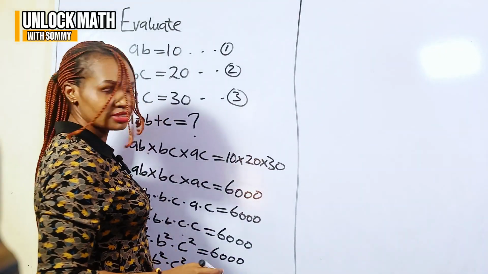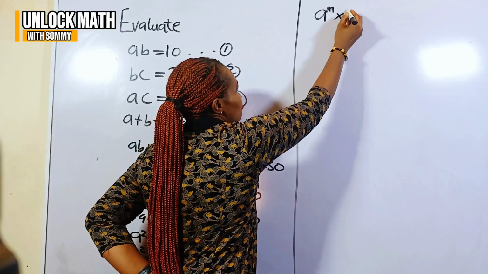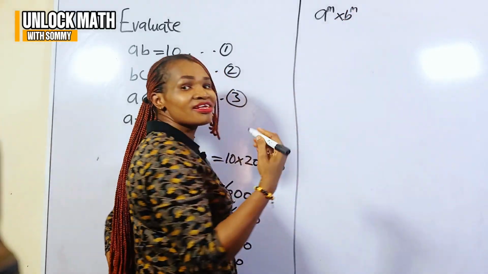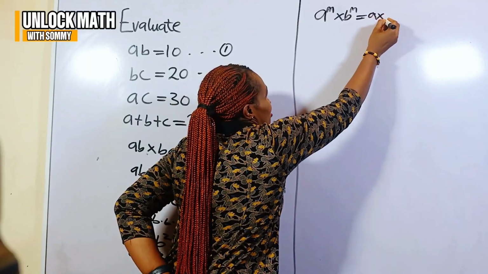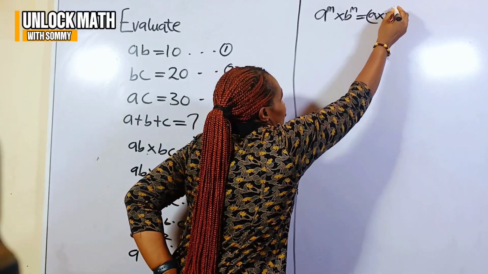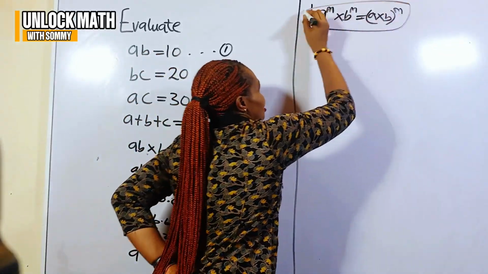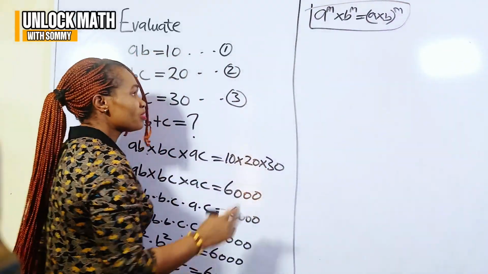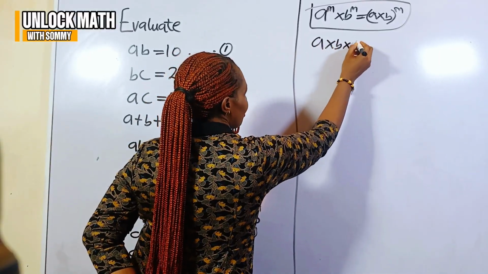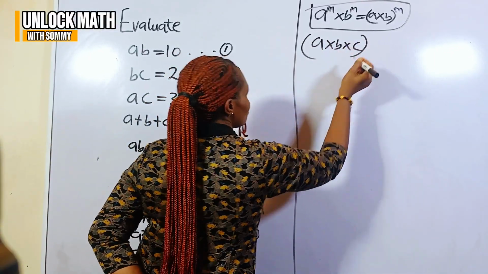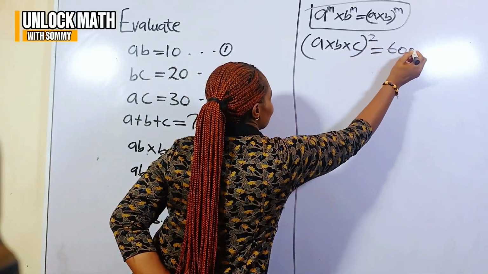There's a rule in surds that says A raised to power M multiply B raised to power M is the same thing as A multiply B raised to power M. If we have this in mind, and if we apply this here, we now have A multiply B multiply C all raised to power 2 is equal to 6,000.